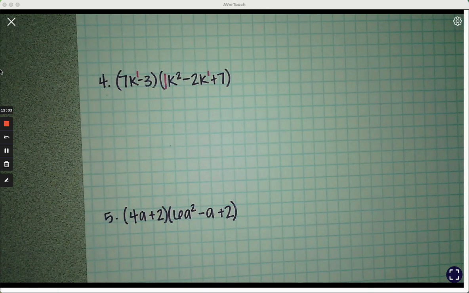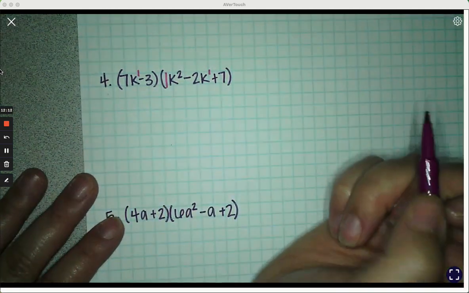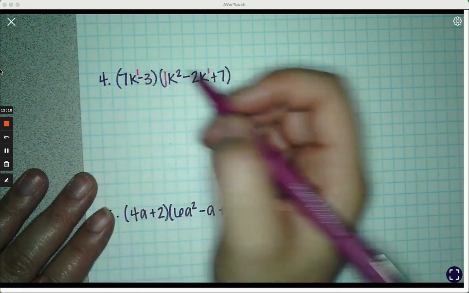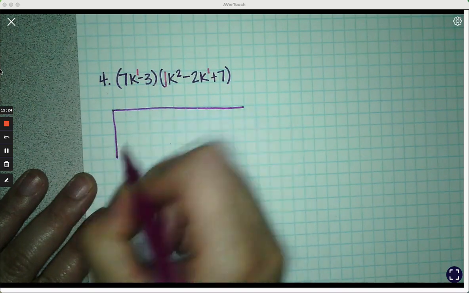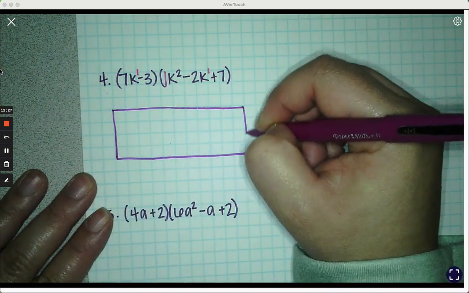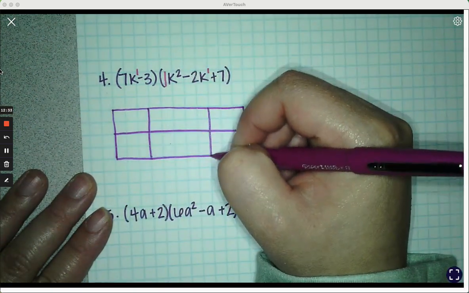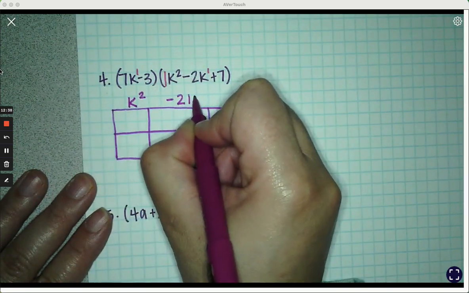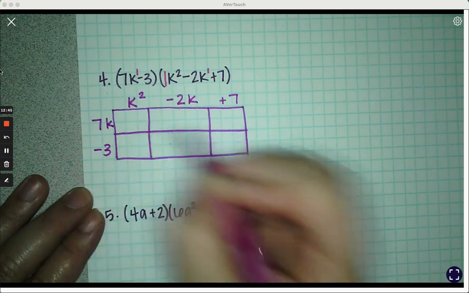So I do want to show you the box method, and then I will show you what it looks like to just distribute all the way through. First, the box, because I think it's easier. We're going to do a 3 by 2. It doesn't really matter how you set this up. I like to have 3 columns and 2 rows. I just think it's going to make it a little bit easier for us. So I'm going to do k squared minus 2k plus 7. And then we have 7k negative 3.